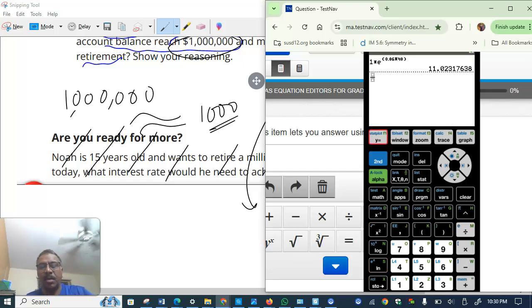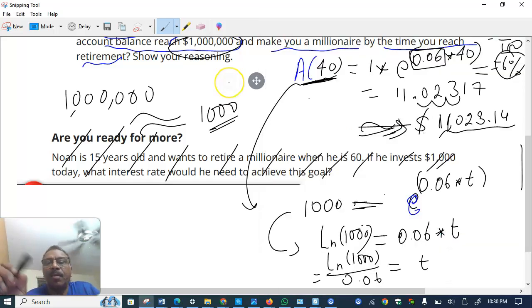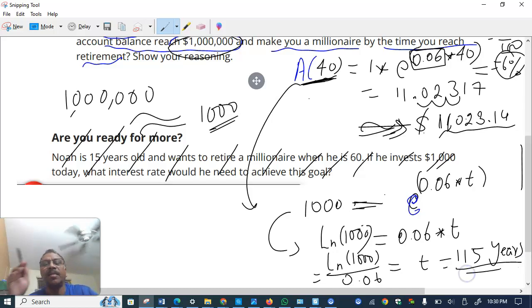So if you plug in, you put ln of 1,000, close it, and down you go and put 0.06. If you enter, that's like 115 years. So what I'm saying is this will take 115 years. That's too long. You won't even exist. So is it possible we can change this?